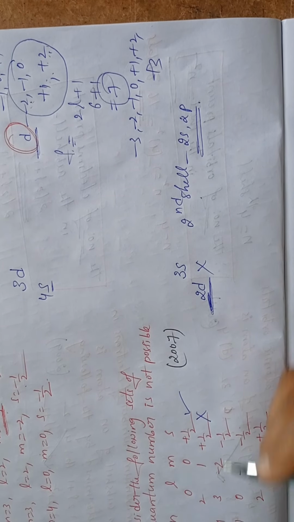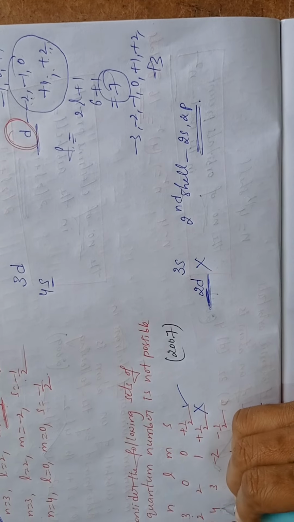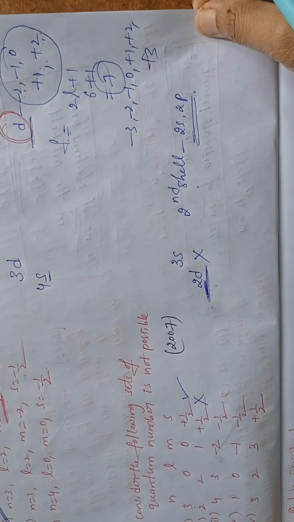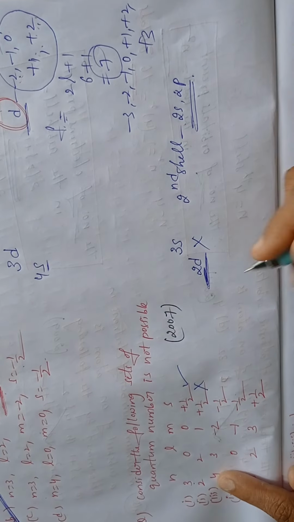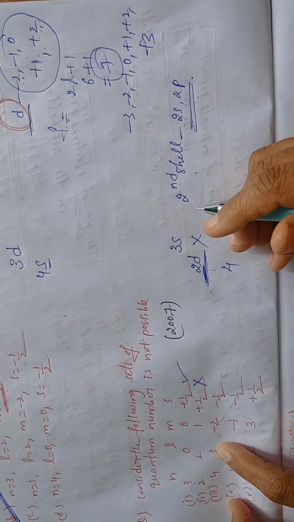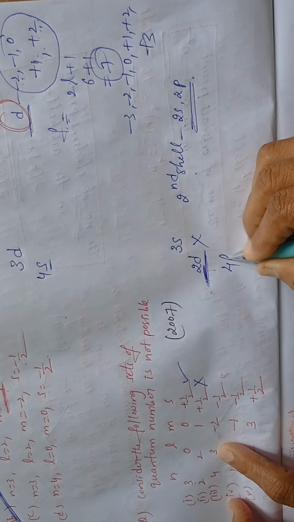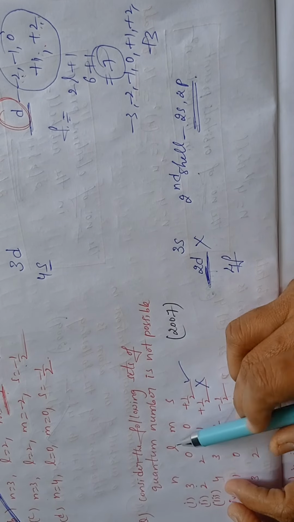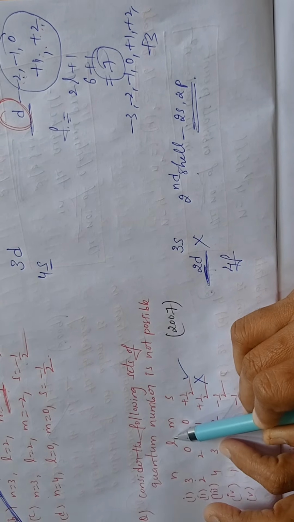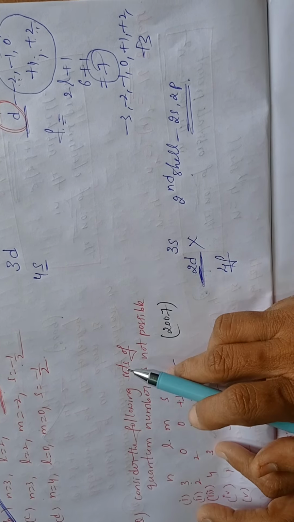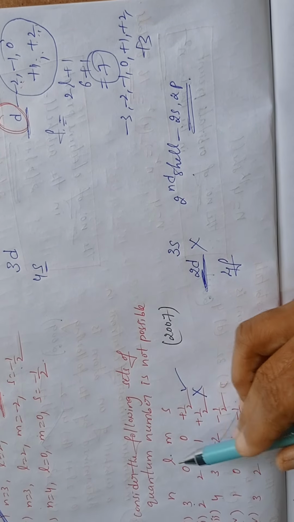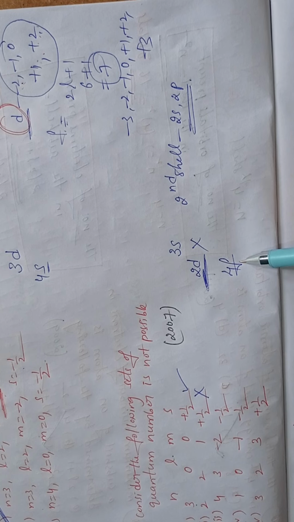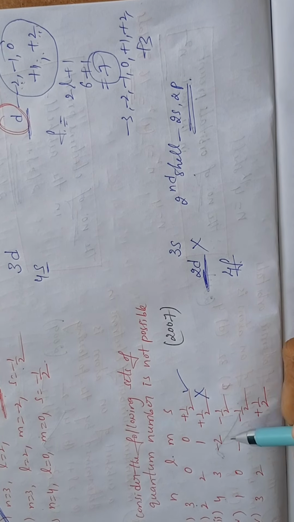And coming to the third option, n equal to 4 is given. 4 means the fourth shell. L value 3 means the 4f subshell. N is the principal quantum number, the shell number. L indicates the subshell. Are you understanding, students? L gives the information about the subshell, that is, the f subshell. And m is the orbital.